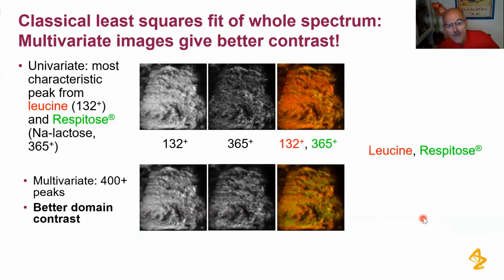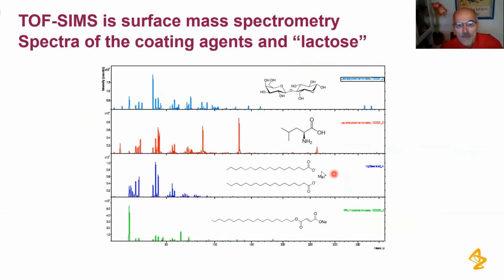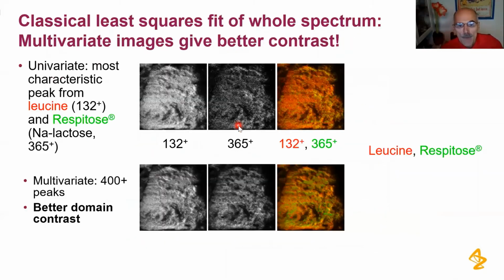Let's look at what we get if we do a univariate image of this lactose particle with leucine coated onto it. If we take the strong leucine peak that we saw here, there's the grayscale image of it, and the 365 peak, that is the lactose plus sodium, and we make that red and make that green, then we get this kind of orangish image here.